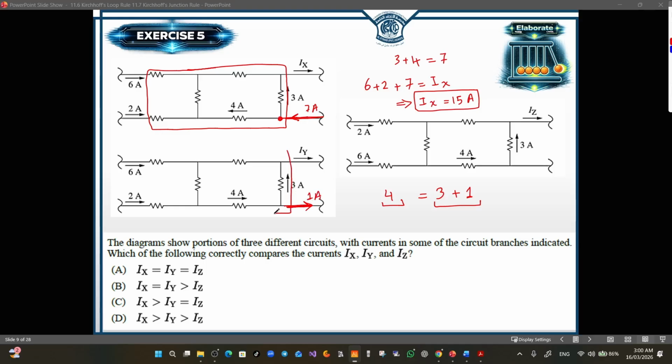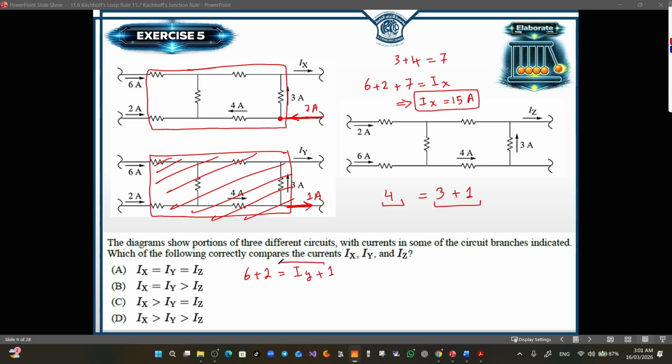Now we apply the boxing method. We just hide this part, we don't need it. Now we apply Kirchhoff's junction rule. The summation of current in is equal to the summation of current out. How many currents are entering the box? We have 2 currents, 6 and 2. Only 2 currents are leaving the junction, Iy and 1 amp.